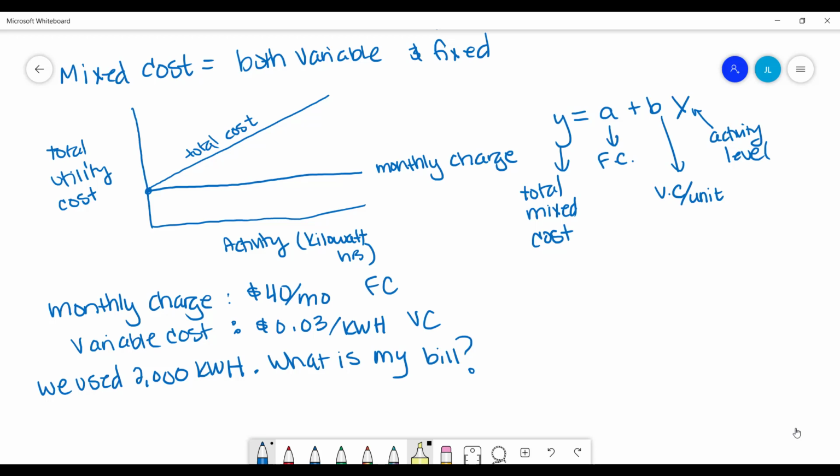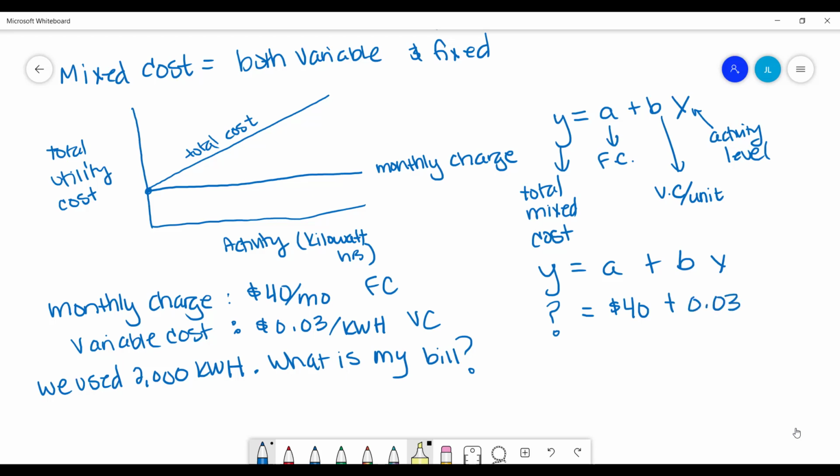Okay, let's put it together then. Because remember, our equation of a line is y equals a plus bx. Y is my total mixed cost. That's what we're trying to find, right? We don't know y. But do we know A, our fixed cost? Yes, we said every month we're charged $40. Do I know B, my variable cost per unit?